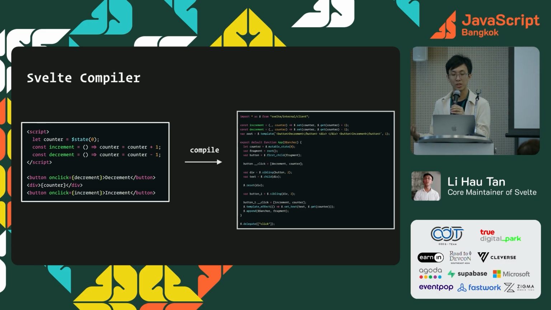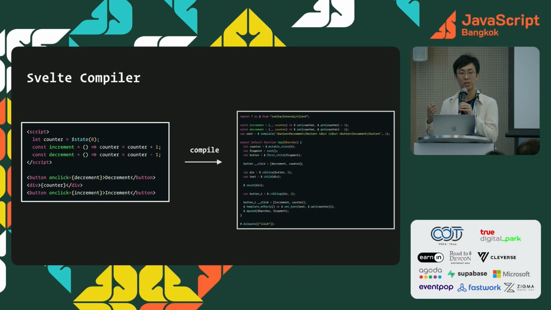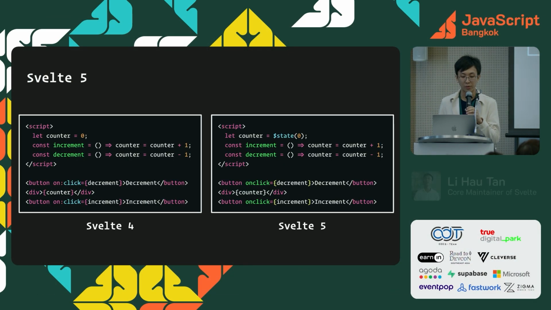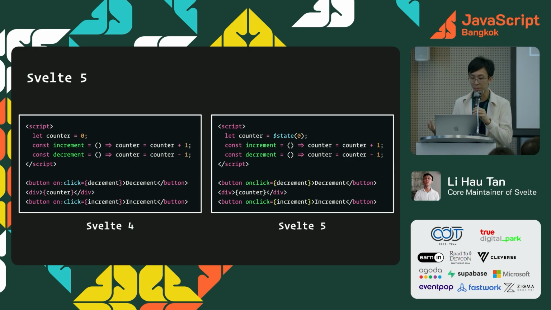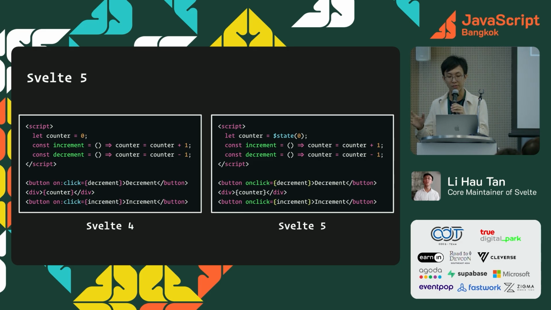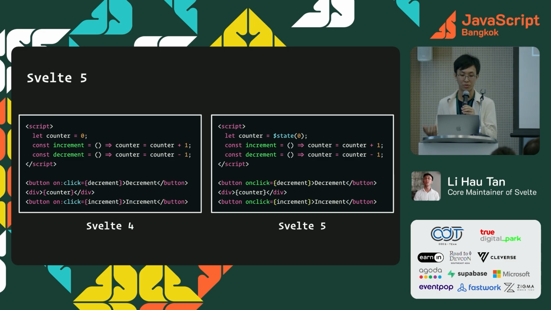Because of this compilation step, there are a lot of magical things you can do, but sometimes more magic doesn't mean it's always better. In Svelte 4, any top-level variable is magically analyzed and tracked during compile time for reactivity, which is very magical. It works in most cases, maybe 95% of the cases, but sometimes it doesn't work. And when it doesn't work, it can be very frustrating.